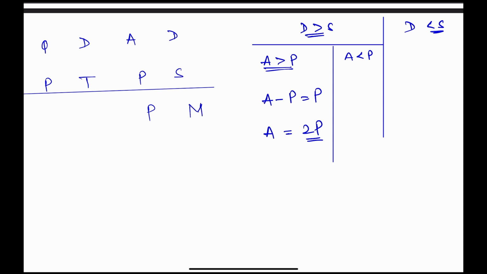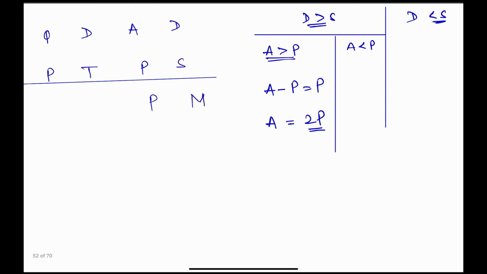Done. And then again, what is happening? If no carry, nothing is going, so d minus t equal to 0. So d will be equal to t, which is not possible. So this case is not possible.